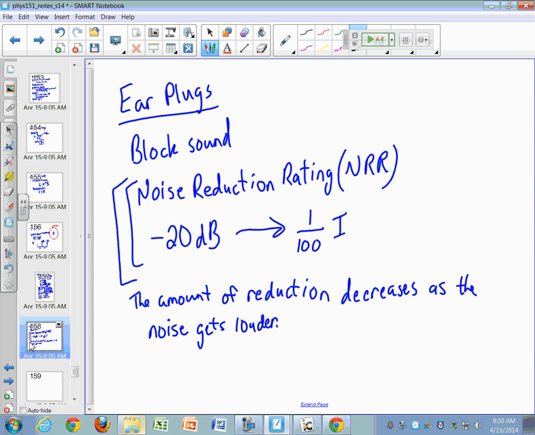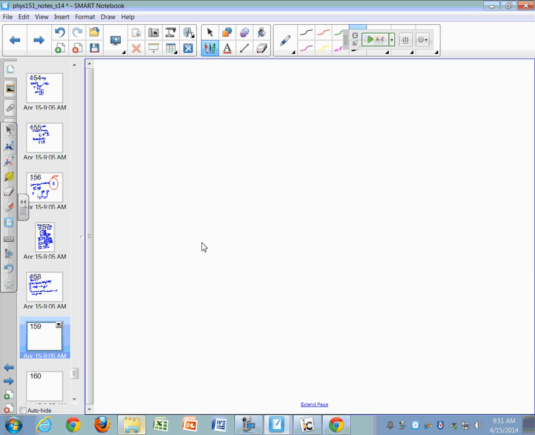Another way that you can block sound, some of you might have these, noise canceling headphones. Anybody have one of these? Yeah? They work pretty well. I've never used them. Oh, really? And do you play music through them as well? Yeah.